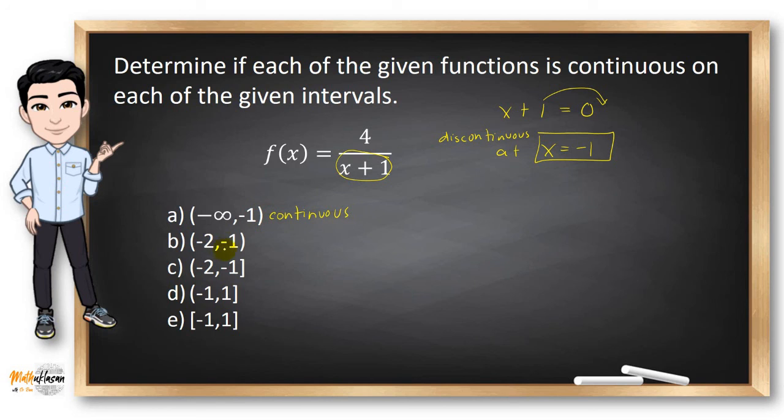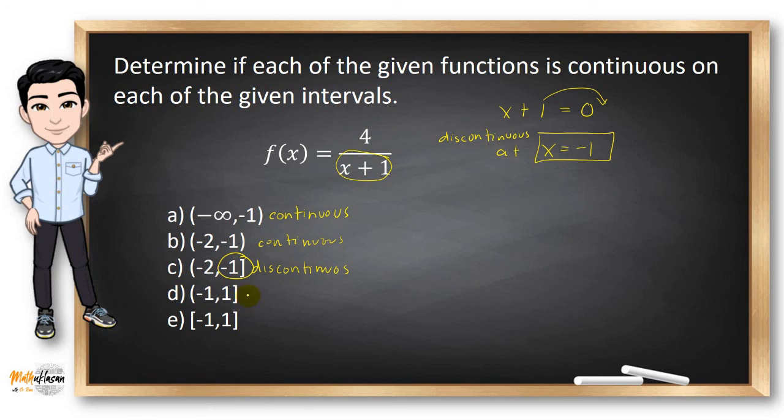How about here? From negative 2 to negative 1. Okay, continuous pa rin siya dito. Kasi nga, kung yung negative infinity kasama nga, ito pa kayang negative 2. That is within this range. So, continuous yan. But here, this interval, it's discontinuous here. Bakit siya discontinuous dito? Kasi, hindi naman dapat kasama negative 1. Dahil discontinuous na siya kapag nag-negative 1, kasi maging undefined yung function.